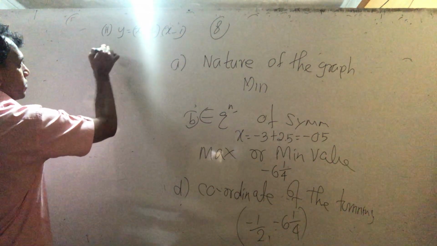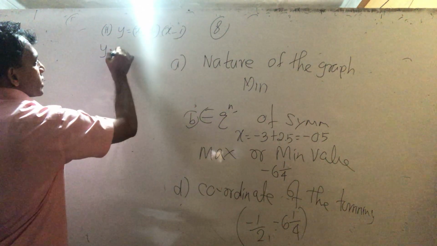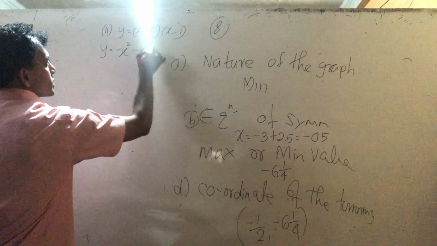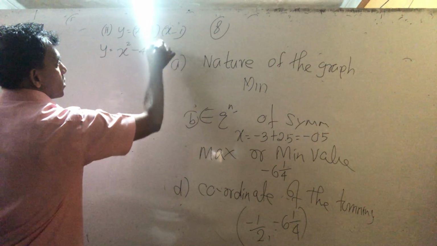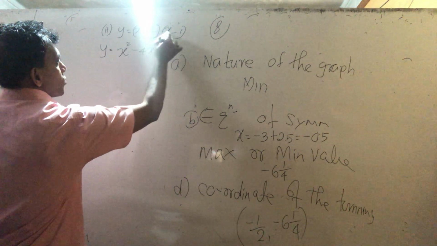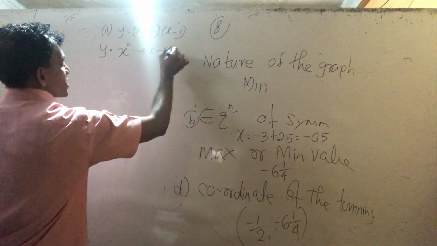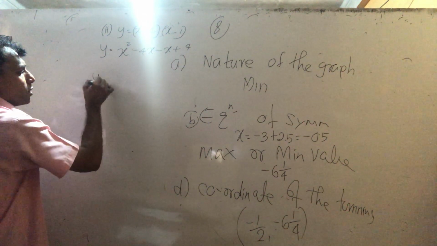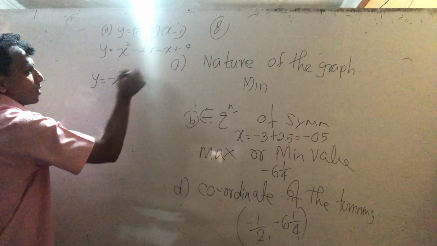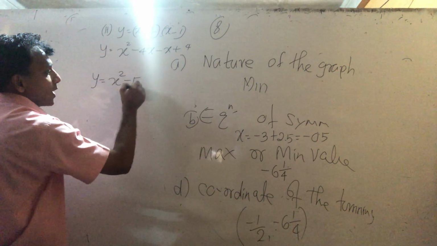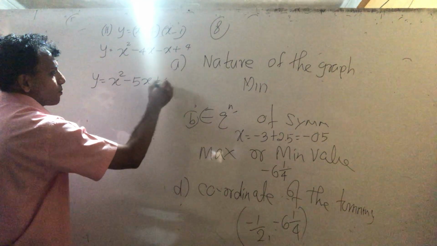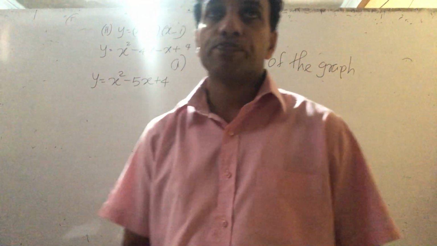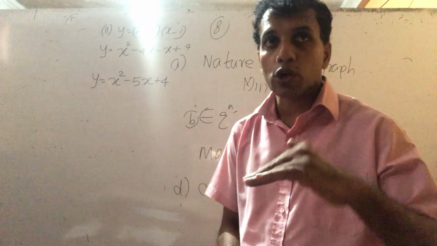Y equals x into x square minus 4x, x into x square minus 1x plus 4. So what is that? Y equals x square minus 5x plus 4. This is the standard form of the graph equation. Now I'll show the completing square.